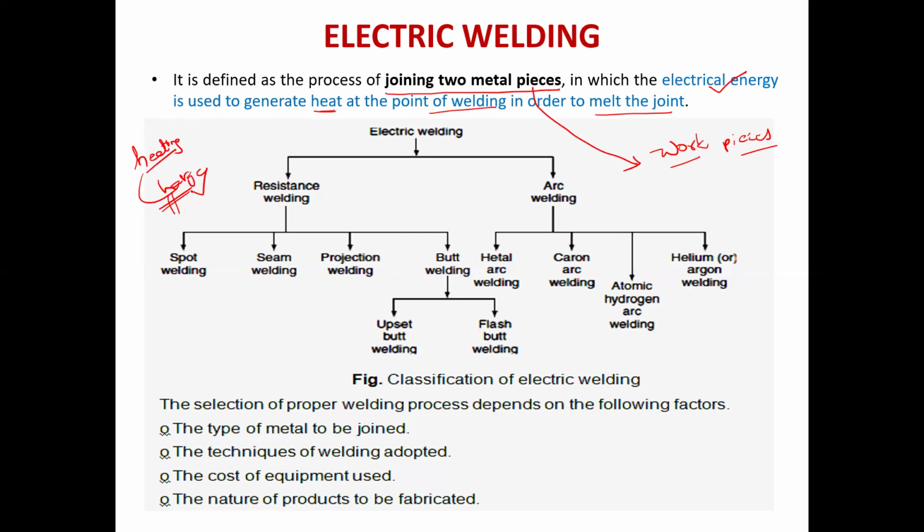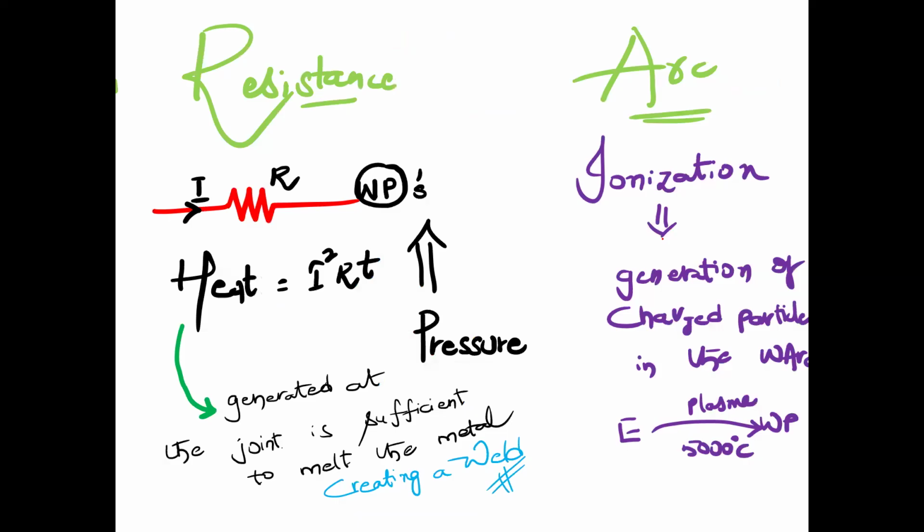Mainly there are two types: one is resistance welding, and the other is arc welding. In resistance welding, we have spot welding, seam, projection, and butt. In arc welding, we have carbon arc, hydrogen arc, and argon welding. These are the basic lines, but try to remember one thing: whatever question may be posed in the examination, just remember you have to write these two basic lines.